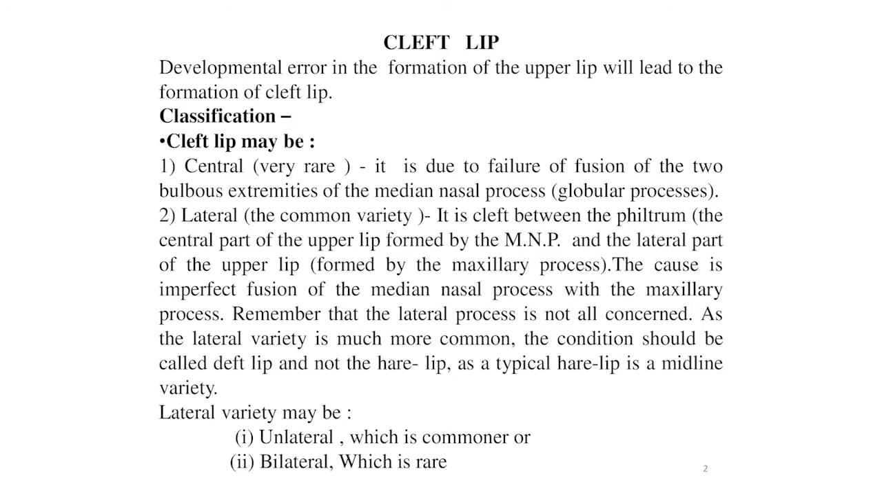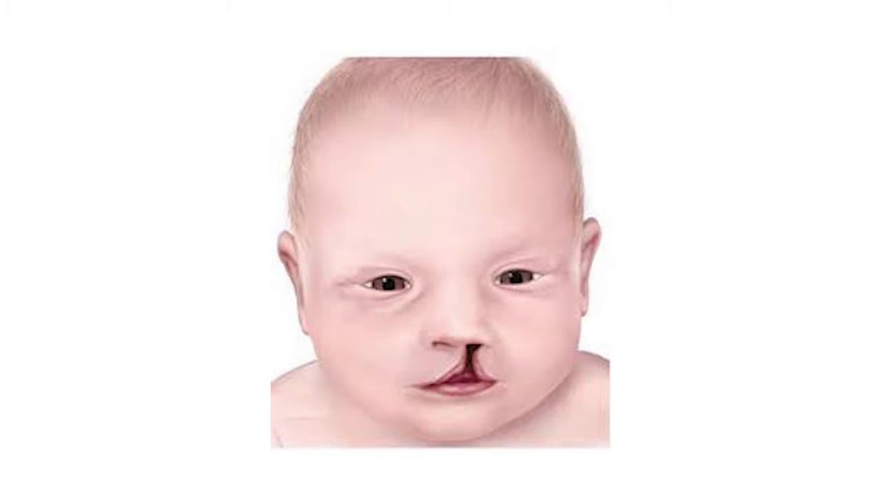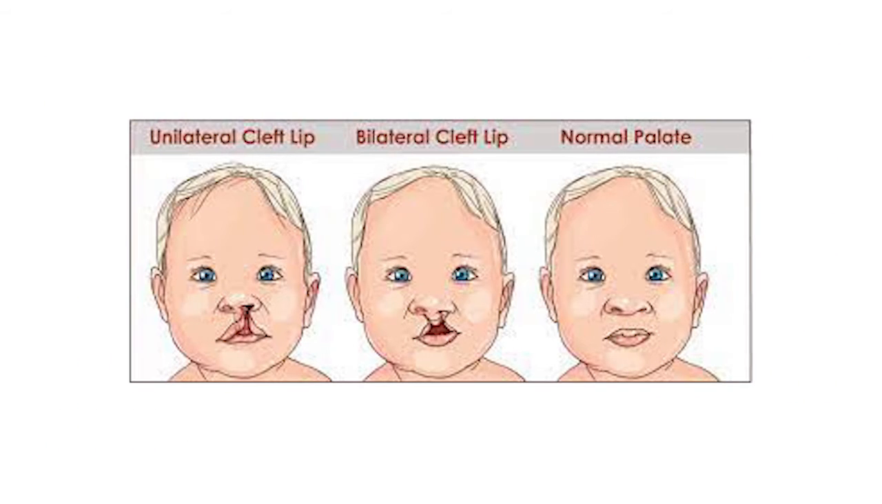Remember that the lateral nasal process is not at all concerned, as the lateral variety is much more common. The condition should be called cleft lip and not hair lip, as the typical hair lip is a midline variety. The lateral variety may be unilateral, which is commoner, or bilateral, which is rare. Dear students, here is a good picture showing the unilateral cleft lip, the common lateral variety, clearly seen on your image, and these are the next images. These are the varieties of the cleft lip: unilateral cleft lip and bilateral cleft lip are clearly seen.